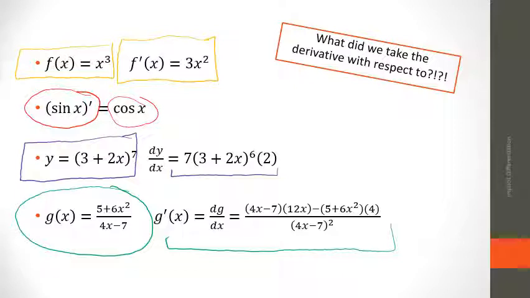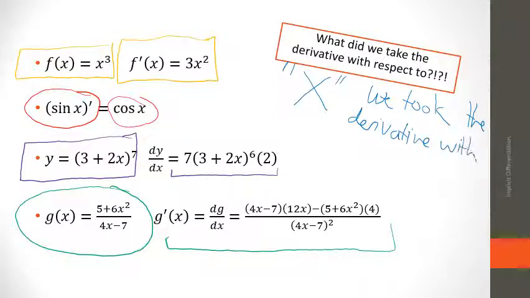Okay, so now it turns out, what do we take the derivative with respect to? X. We took the derivative with respect to x. Every single scenario. Okay, but what if we need to take the derivative with respect to some other variable? And that is where we're going next.